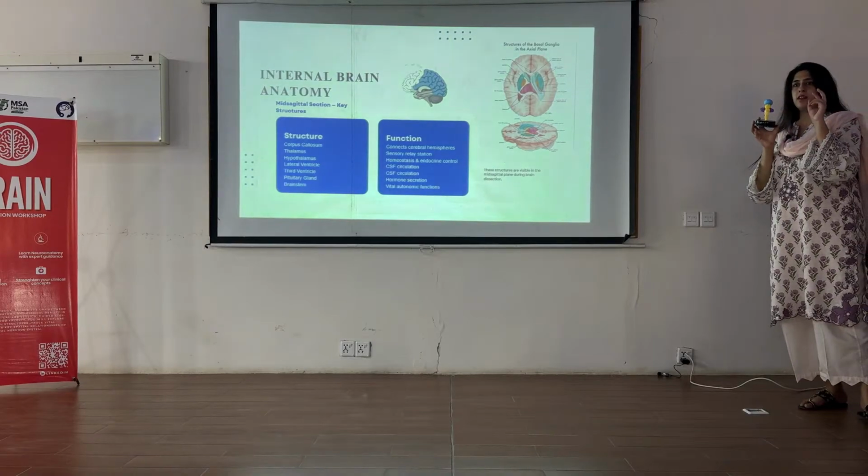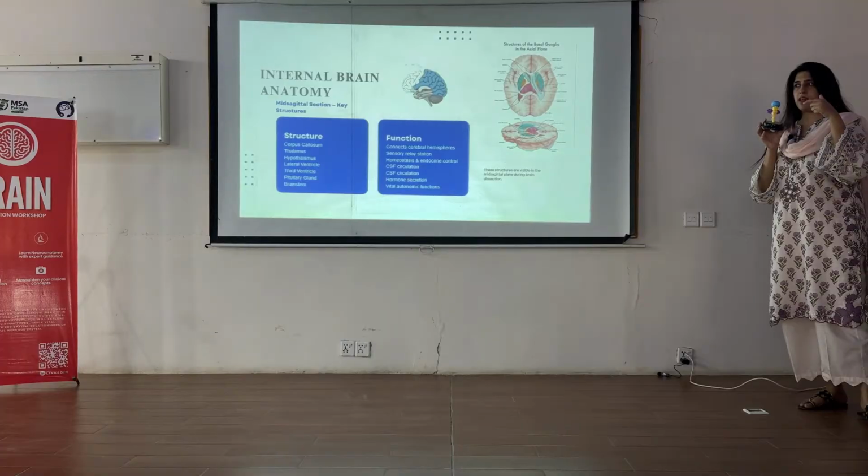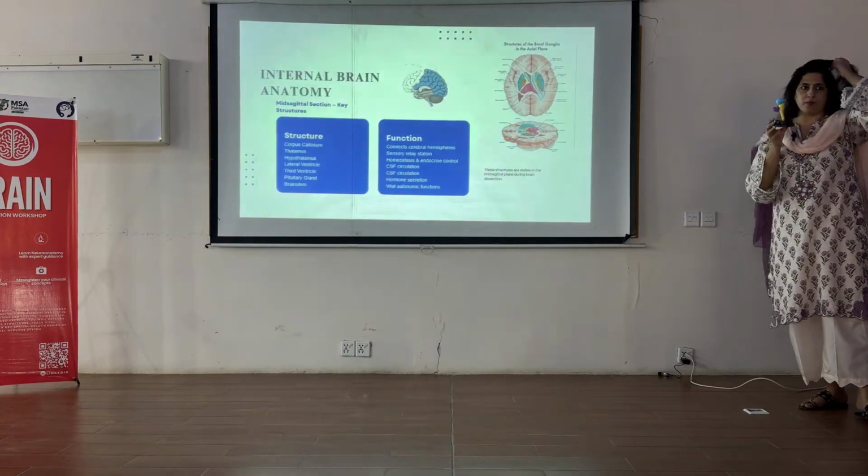Posteriorly it has superior colliculi. So the midbrain is basically for control of the eye movements, right? So control of eye movements.